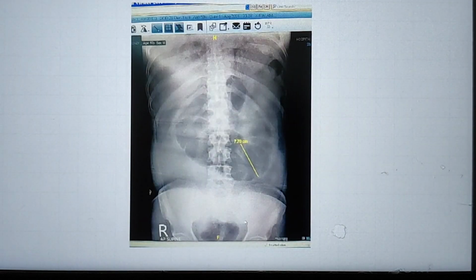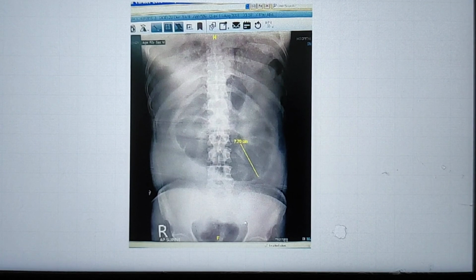Okay, and then we proceed with abdominal X-ray for this patient. So on this abdominal X-ray, we can see that there is dilated bowel, in which when we measure, it is 7.7 centimeter. So using the 3-6-9 rule, it is more than 6 centimeter for large bowel, and hence it is a sign of dilated bowel, and it is a sign of intestinal obstruction.